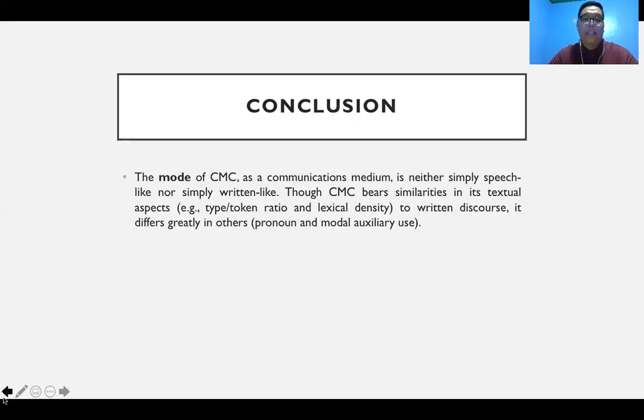So basically, that's it. That's the research. And I hope that you have fully understood now the differences among these three by looking at the ideational, the interpersonal, and the textual aspects according to Halliday. So these are three aspects that we can look at.